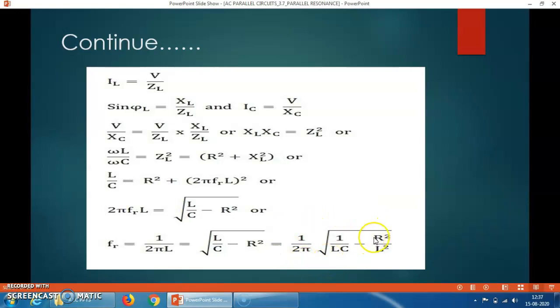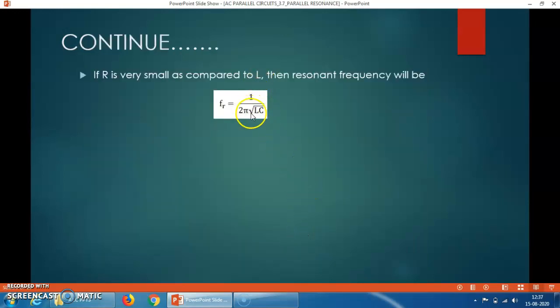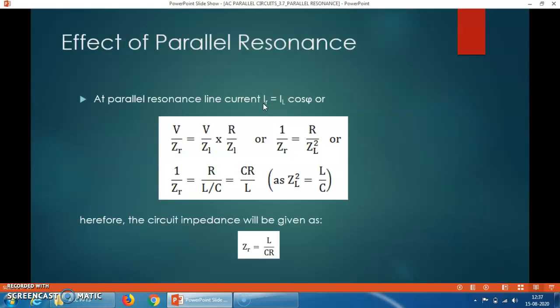Now if the resistance is very small compared to the inductor, then this term becomes negligible, becomes equal to 0. So FR is equal to 1 upon 2 pi root LC, exactly similar to the series circuit. Now what is the effect of parallel resonance? At the time of parallel resonance, your circuit current IR becomes equal to IL cos phi, meaning the active component of IL. Now what is the IR?